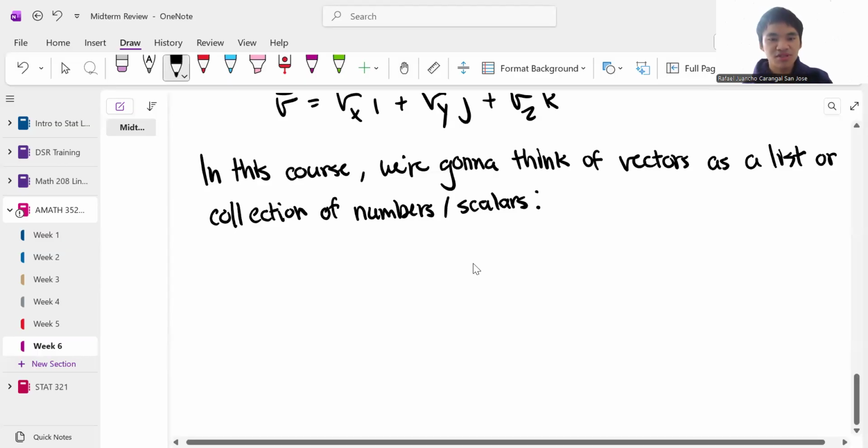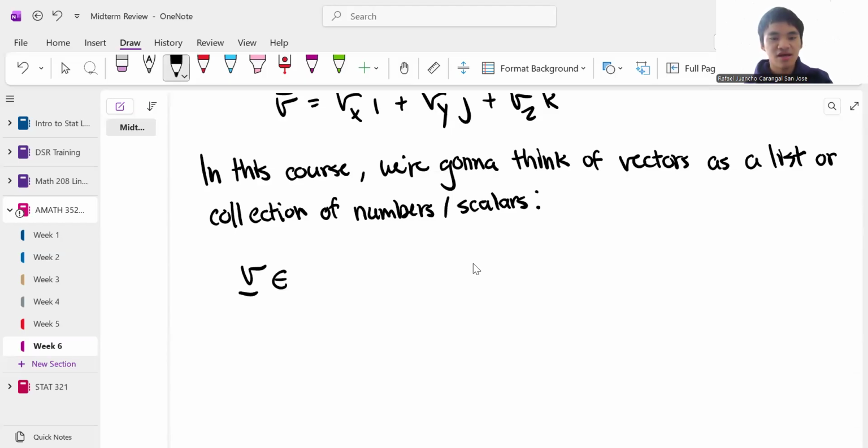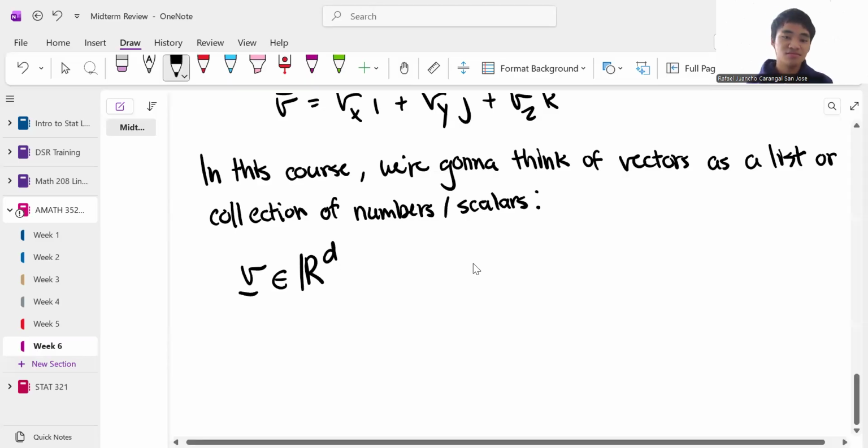The way we would represent this idea is, for instance, say we have this vector and then we have this notation. This just means it's an element of, or belongs to, the real number set R^D, meaning it's in D dimensions. And we say that this vector has components v1, v2, and this is a more general idea all the way to vD.